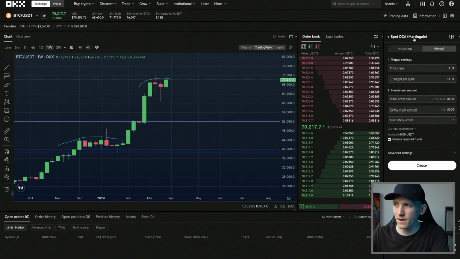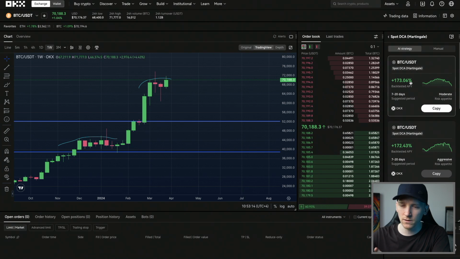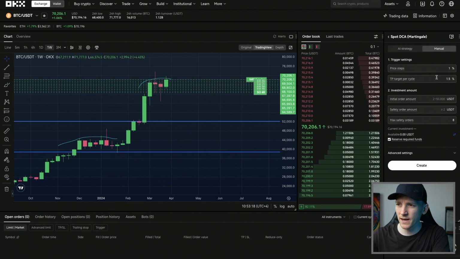This is the spot DCA or Martingale. On OKX, you can have these AI strategies. This isn't AI. They're just showing you the most profitable strategy that was implemented recently. So we're just going to go to manual just to see how we set this up.